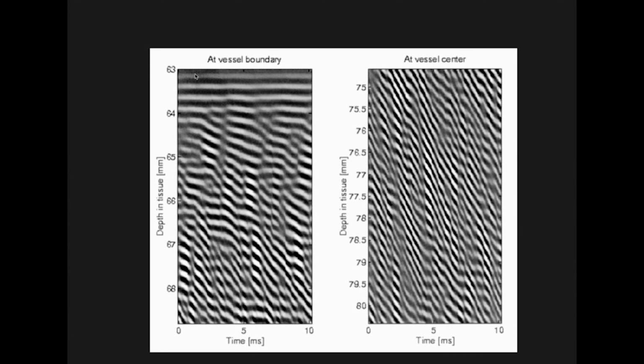And what we see here is that as a function of time, when we send out consecutive pulses, we see that in the vessel boundary, the vessel wall, the reflections remain exactly the same. But when we go into the blood, we see that every reflection is slightly changing. And what we also see is that the deeper we go into the vessel, the more we go to the center of the vessel, the faster it is changing.